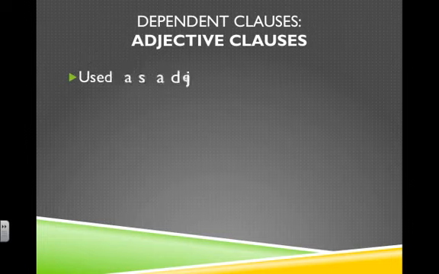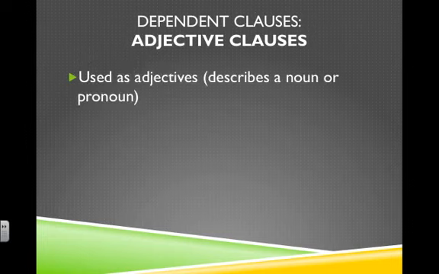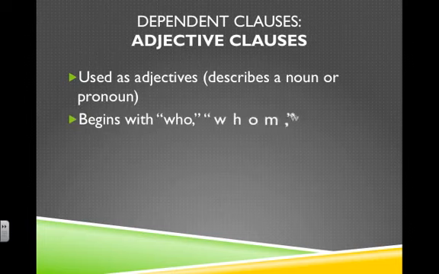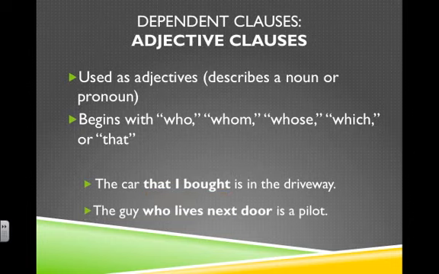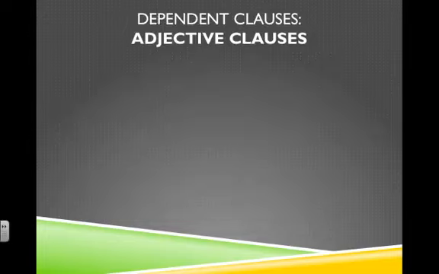Adjective clauses. These, you've probably guessed it, are used as adjectives, so that means they're going to describe a noun or a pronoun. They begin with words like who, whom, whose, which, or that. The car that I bought is in the driveway. That I bought is an adjective clause. It's modifying the car. The guy who lives next door is a pilot. Who lives next door, that whole clause is acting as an adjective to modify the guy.